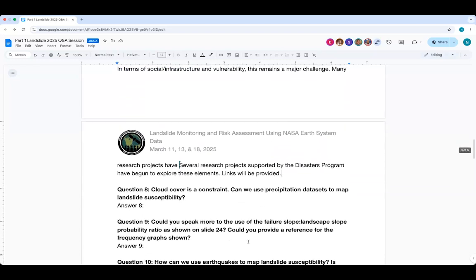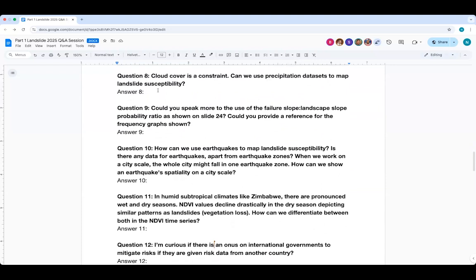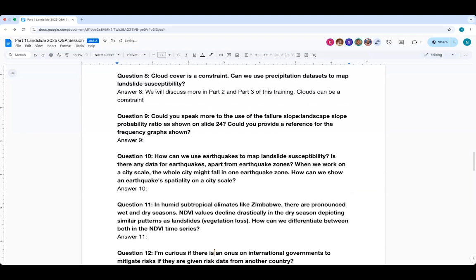Terrific. Question number 8. Cloud cover is a constraint. Can we use precipitation data sets to map landslide susceptibility? Again, a fantastic question that we can talk a lot more about in parts 2 and 3 of this training. I think there are a couple of things here that are important to note. First is that cloud cover is a constraint for some landslide types and for some data sets. Optical data obviously cannot see through clouds. But as mentioned, satellite radar data can see through cloud, and as a result, we can explore landslide changes using SAR data in some cases. So that's one note there.